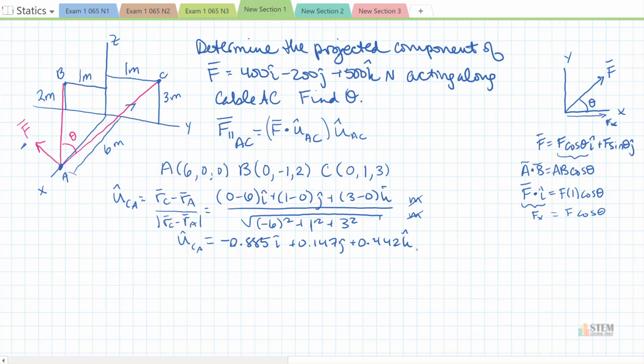So now we've got that. Remember, if you want to check your answer, you can find the magnitude of this unit vector. It should always be equal to 1. And now that we have that, let's go ahead and do this little first step here. Let's do the dot product. So this is going to give us a magnitude. All right, so I'm going to put F parallel to CA, or AC, same thing.